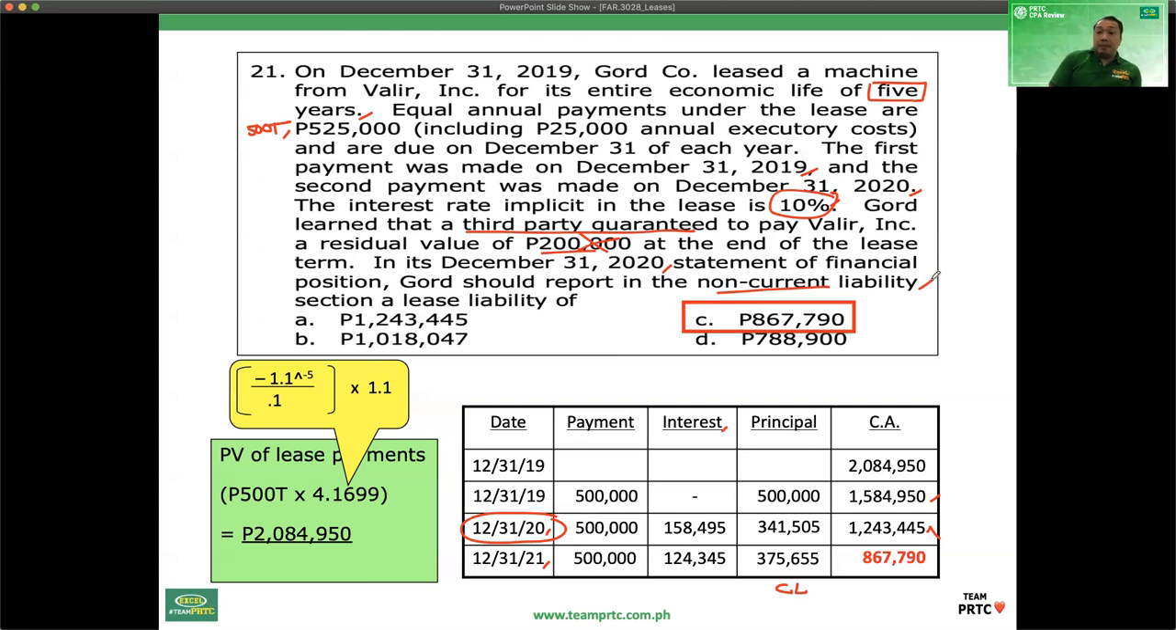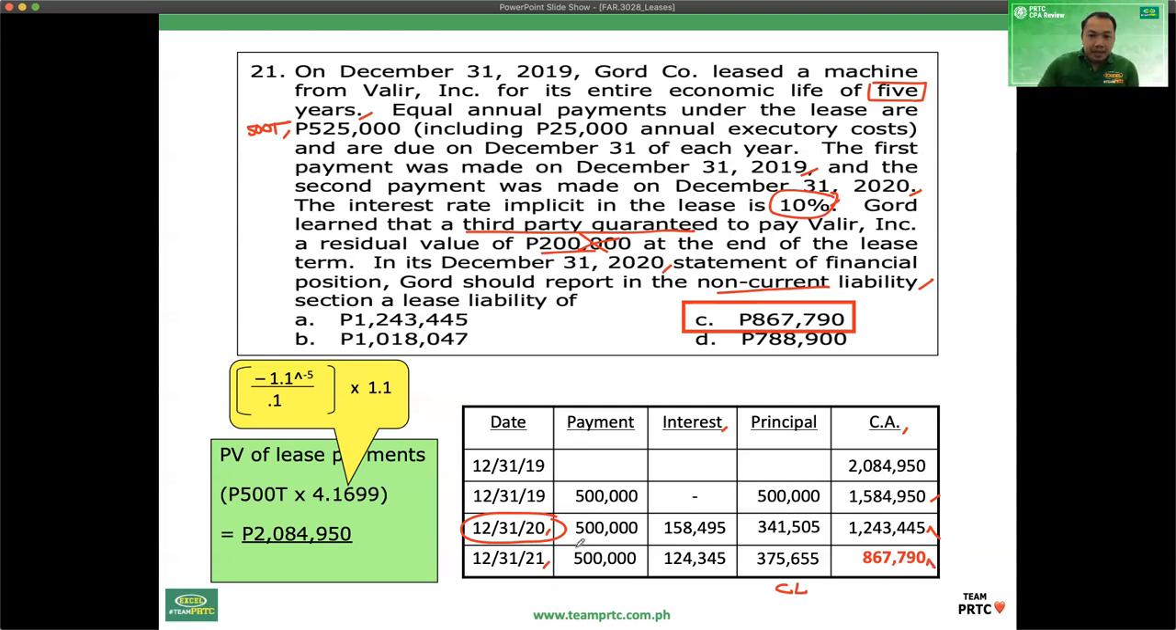Now, okay lang dyan sa problem, pinakita natin yung schedule. E paano kung lease term 20 years? Tapos hinanap non-current after 10 years. So, matrabaho yan kung gagawa ka pa ng schedule. Okay, ang alternative dyan, itong CA na ito is simply present value ng lease payments yan. Kaya ang shortcut para makuha itong amount na yan, simply discount the remaining cash flows.